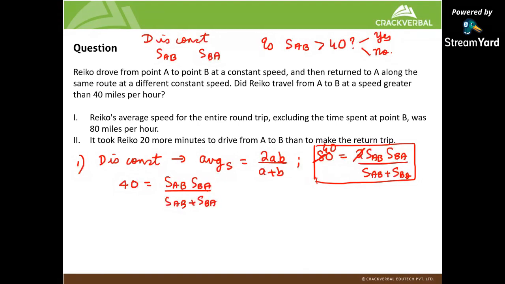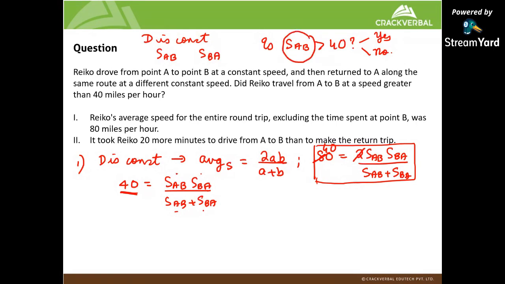I'm not going to let this go. Now, plugging in values is going to be slightly hard for me because I don't know what values to choose for SAB and SBA to give me 40. That's very difficult for me to work with.